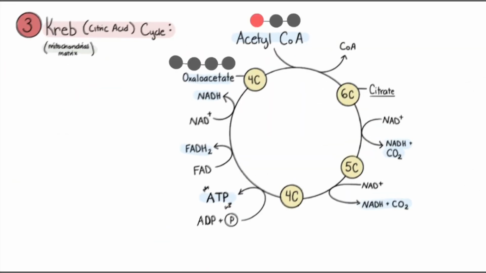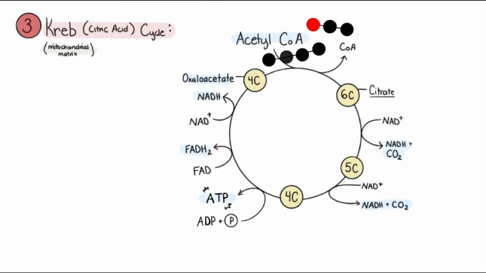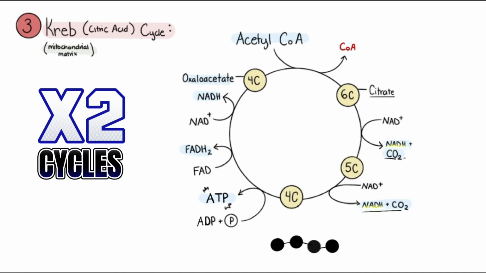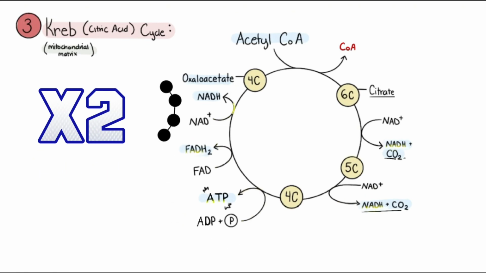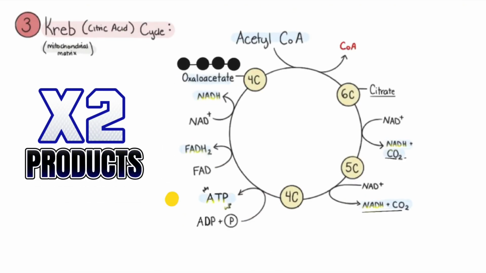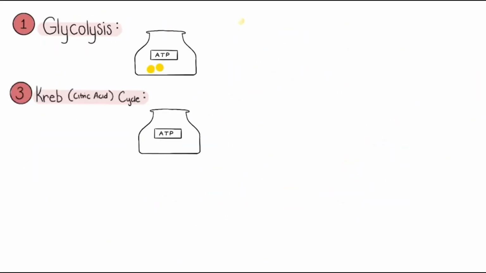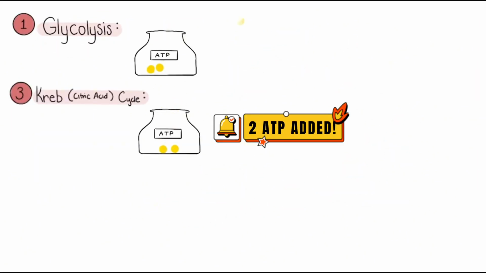Acetyl coenzyme A plus oxaloacetate slowly breaks down the carbon into NADH, ATP, and FADH2 products until the cycle happens twice. That means 2 ATP. So again, the Krebs cycle makes 2 ATP.